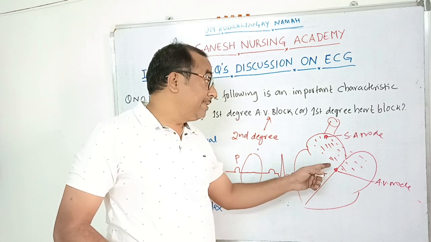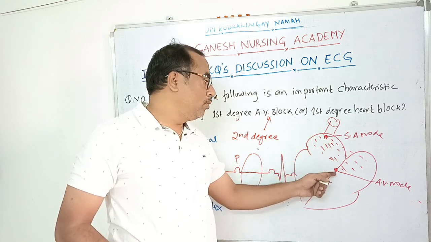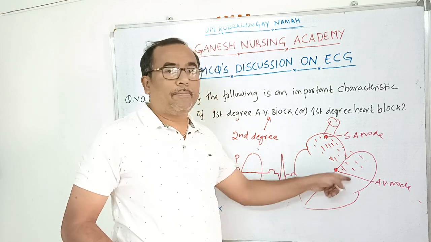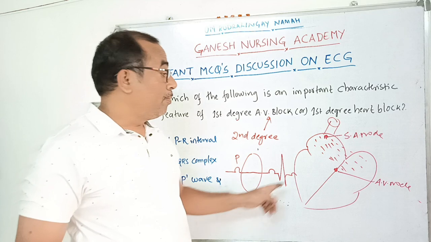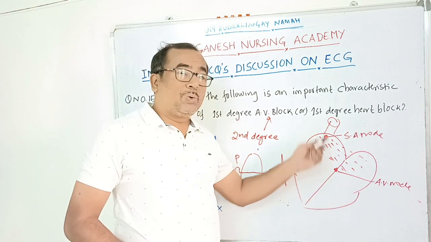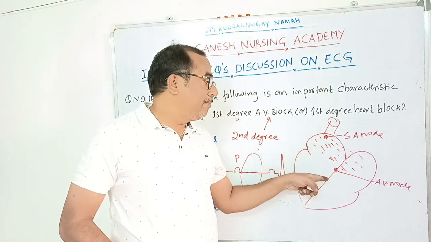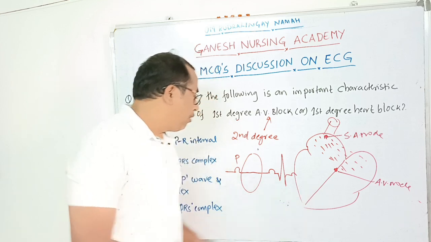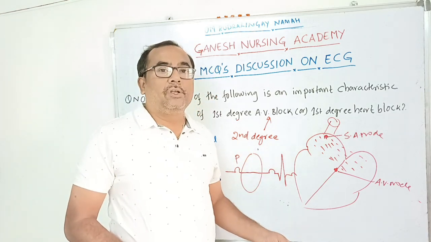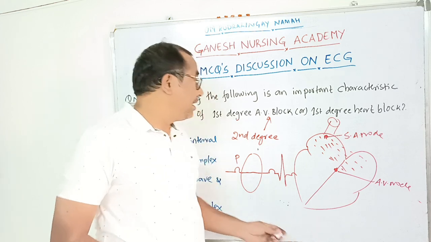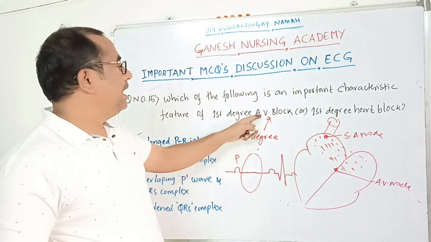After the electrical impulse is transmitted from the SA node to the bundle of His, if the impulses then spread to the Purkinje fibers, only then will the QRS complex appear. So because of failure of the AV node to carry and transmit the impulses to the bundle of His, there is no formation of QRS complex. So the QRS complex is completely missing in between. This is the important characteristic feature of a second degree AV block.